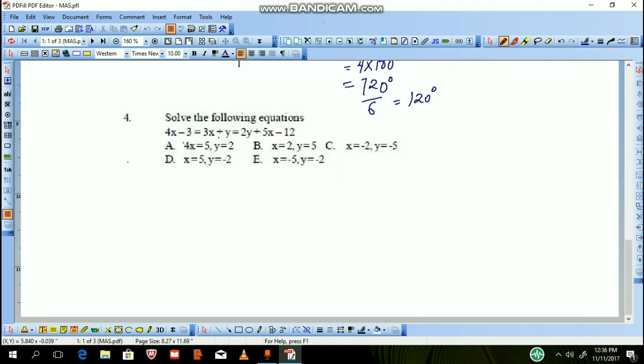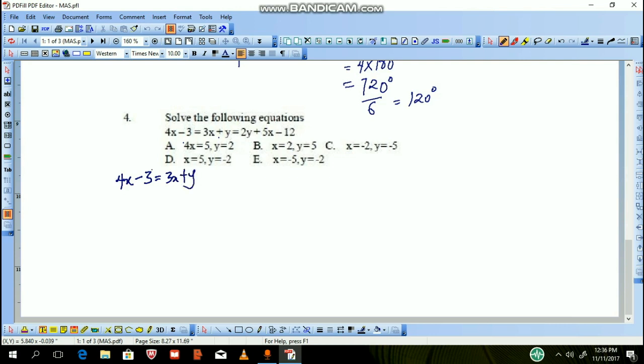So question number 4, we have 4x minus 3 equal to 3x plus y equal to 2y plus 5x minus 12. So how do I go about this? I equate the first equation to the second equation. I can also equate the first one to the third one, or the second one to the third one. So it's from 4x minus 3 equal to 3x plus y.